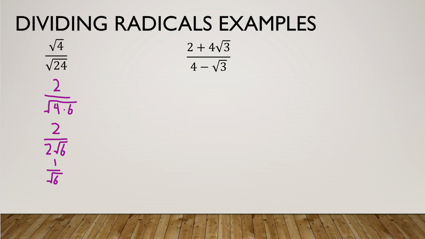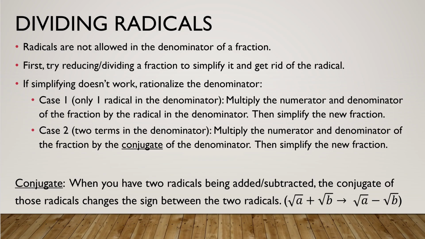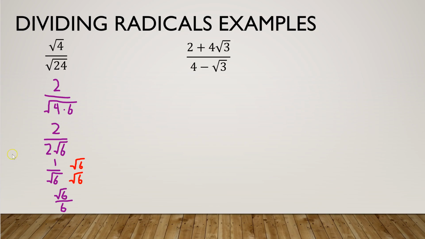So now I'm going to go back to what case 1 on the last slide showed. All I have left at this point is a single radical in the denominator, so I'm going to multiply the numerator and denominator by that radical. Multiplying this out, on top I have 1 times square root of 6, which is square root of 6. And on the bottom I have square root of 6 times square root of 6, which is the square root of 36, or 6.